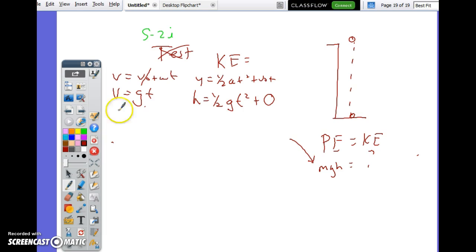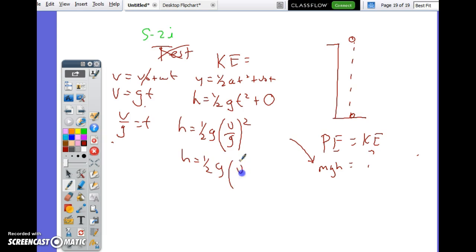So I'm going to write v over g is equal to t. Isn't that exciting? Then I plug it in over here. H equals 1/2 g, v over g squared. So far, so good? Then H equals 1/2 g times v squared over g squared. One of these g's cancels out, correct? If I move the g to the other side, I get gh equals 1/2 v squared. With me?